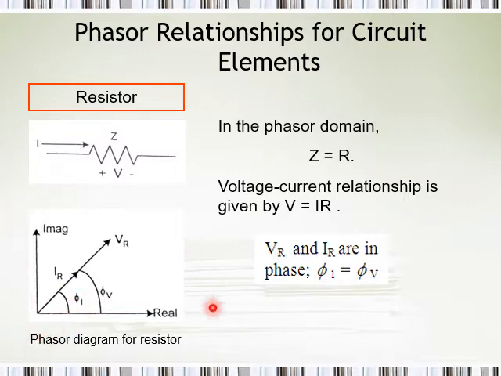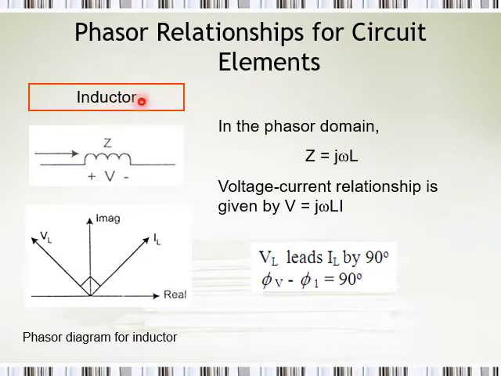This is the phasor diagram for a circuit using a resistor. V and I are in phase. In this figure, it shows that the phase of current is similar to the phase of voltage. That is the case for the resistor. Next, inductor. This is a pure inductor.